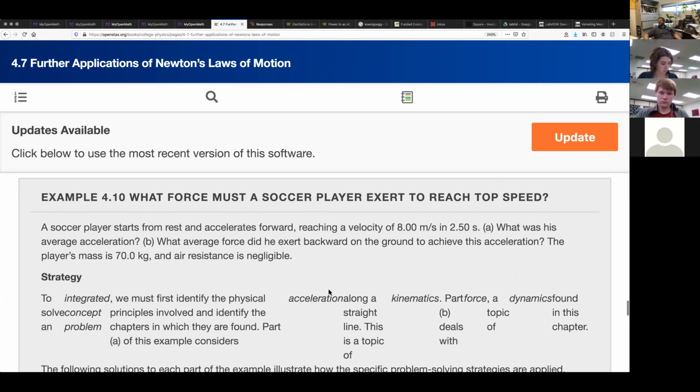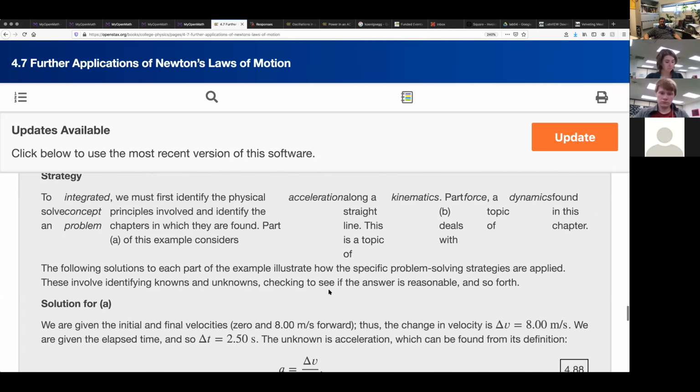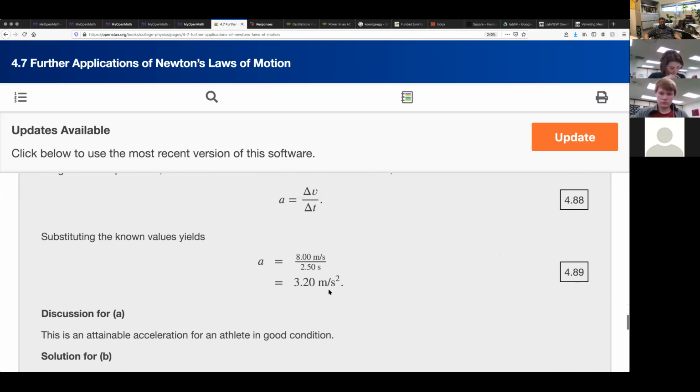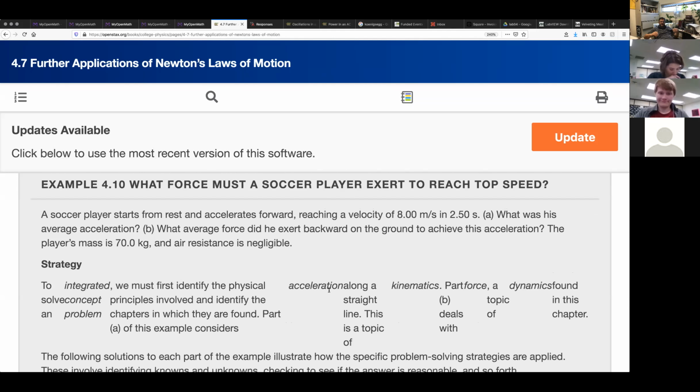Here they have another example of an acceleration. They have a soccer player. From rest, they're accelerating to 8 meters per second in 2.5 seconds. What is the average acceleration? What's the force they exert if the player's mass is 70 kilograms and air resistance is negligible?